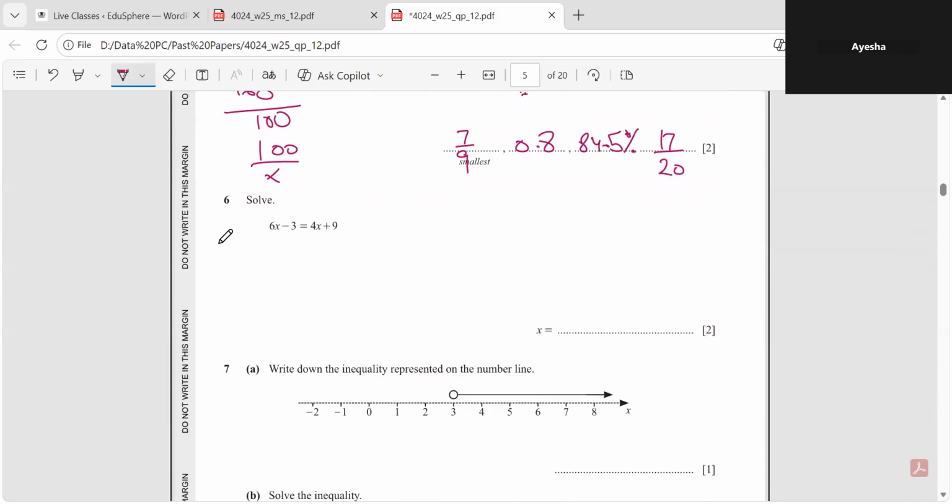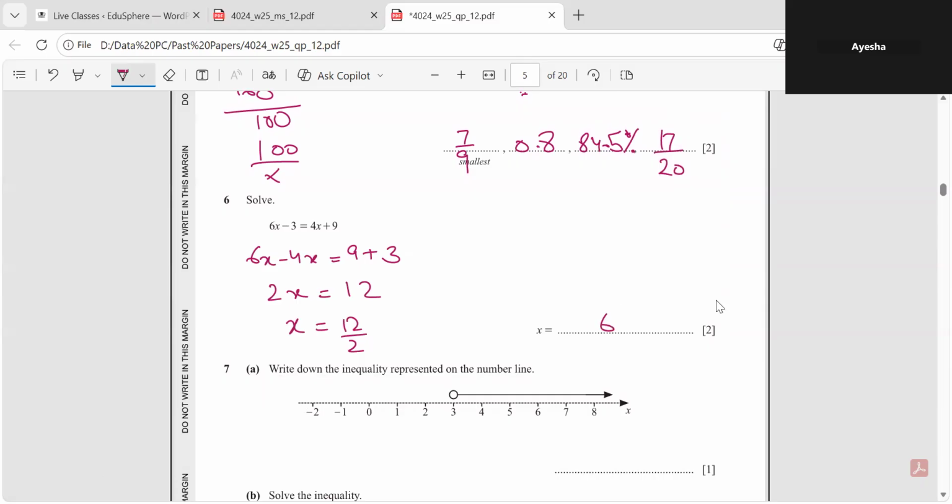Now this one is: solve 6x minus 3 equals 2. So I'm going to shift the 4x: 6x minus 4x is equal to 9 plus 3. Very simple question. 2x is equal to 12. And at this point, x is equal to 12 divided by 2, which is x equals 6.